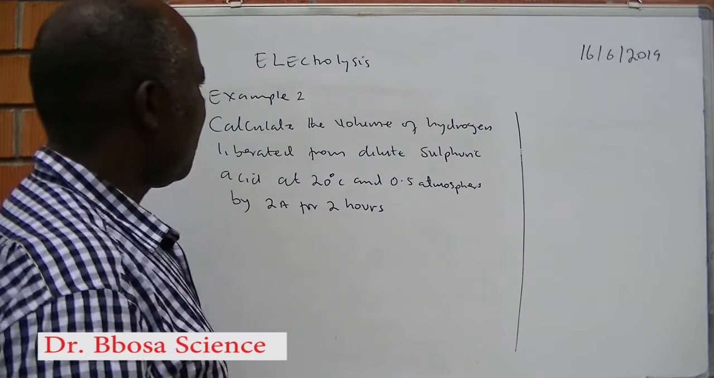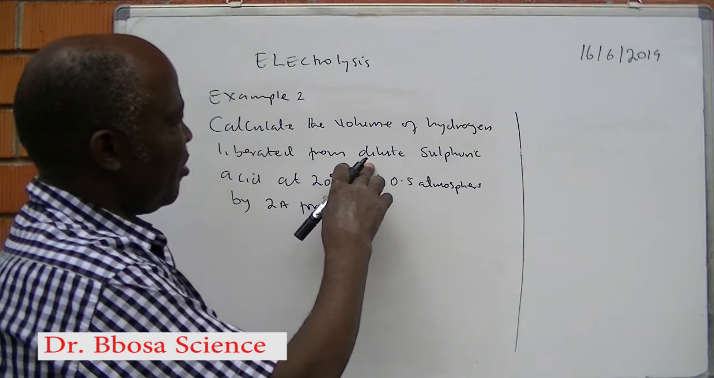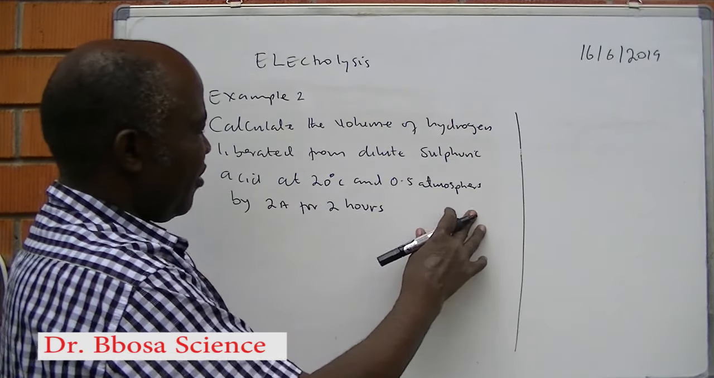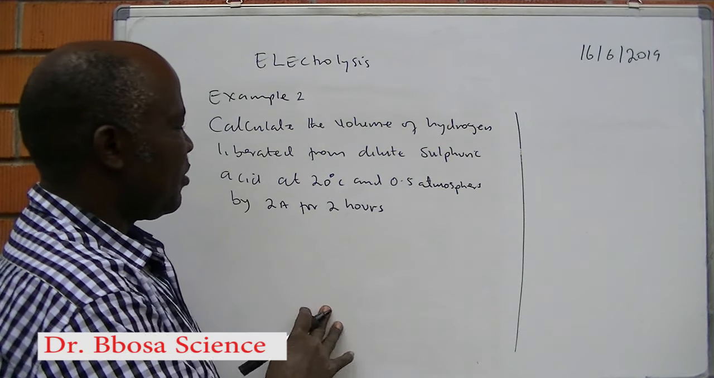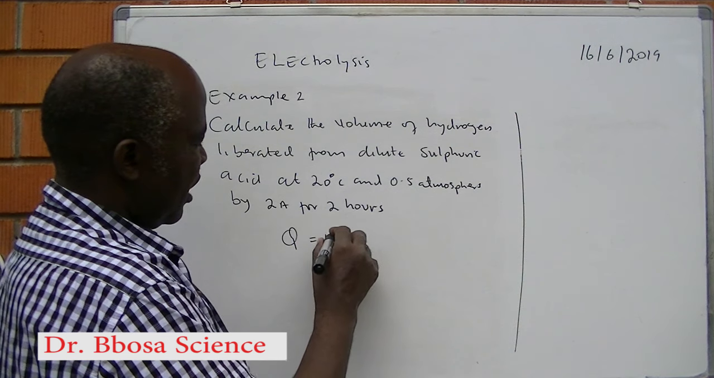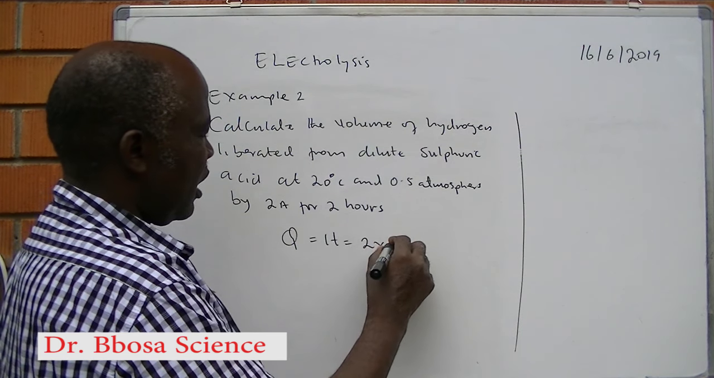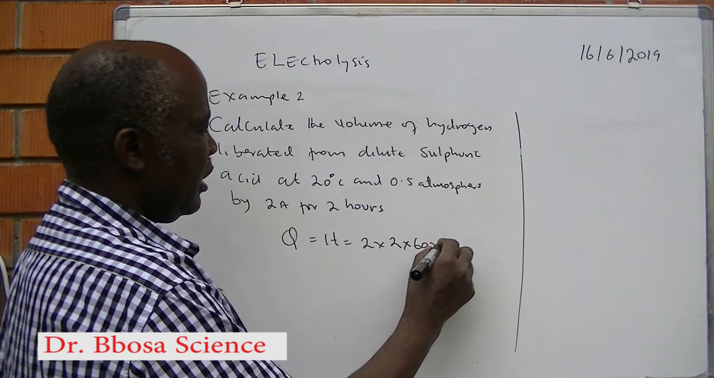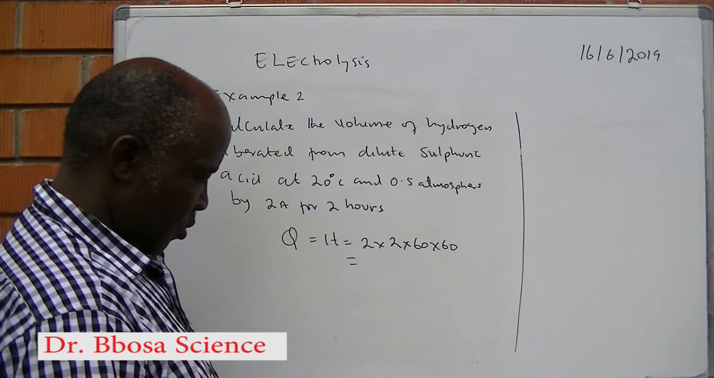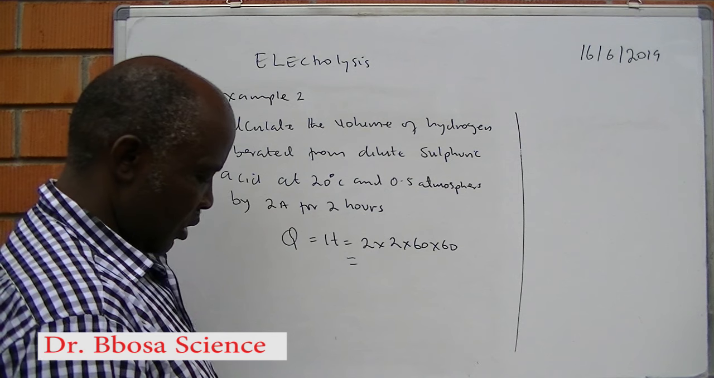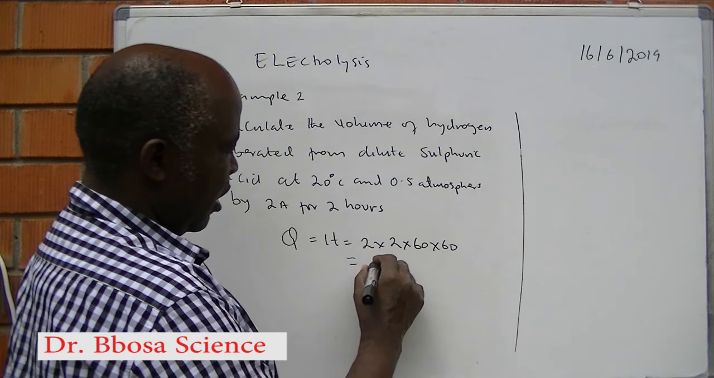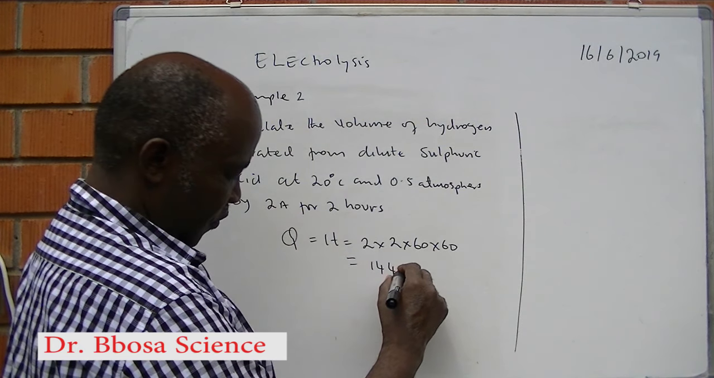grams. Example 2. Calculate the volume of hydrogen liberated from dilute sulfuric acid at 20 degrees and 0.5 atmospheres by 2 amps for 2 hours. First we calculate the quantity of electricity, which is equal to IT, which is equal to 2 times 2 times 60 times 60, which is equal to 14400 coulombs.